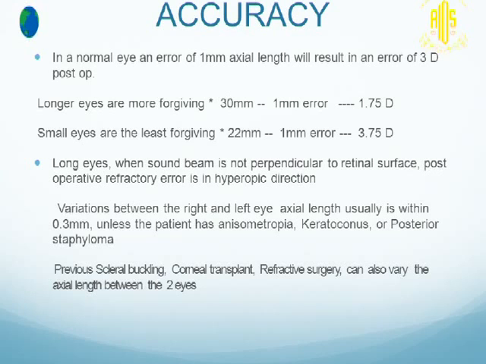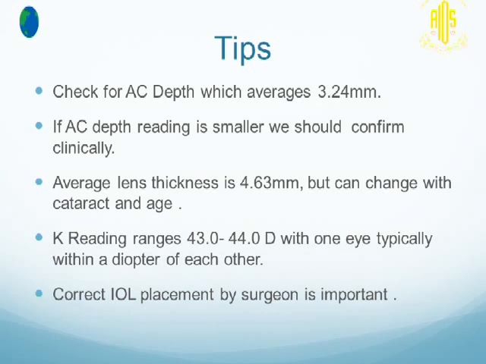Of course, scleral buckling surgeries, corneal transplants, and refractive surgeries may also lengthen or cause variations between the two eyes. Various tips that we can give: check the anterior chamber depth, when the average is about 3.24. If the anterior chamber depth reading is smaller, then we should confirm it clinically even before the surgery. The average lens thickness is about 4.63, but can change with cataract and age. K readings are usually in the range of 42 to 43 diopters, with one eye typically within a diopter of the other. Correct IOL placement by the surgeon is mandatory.